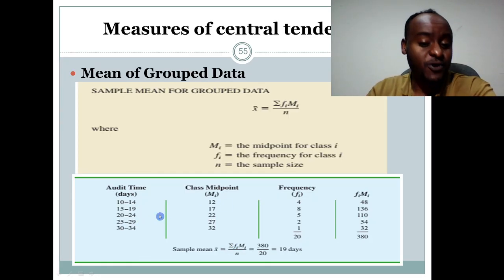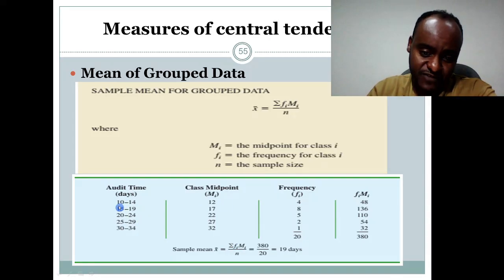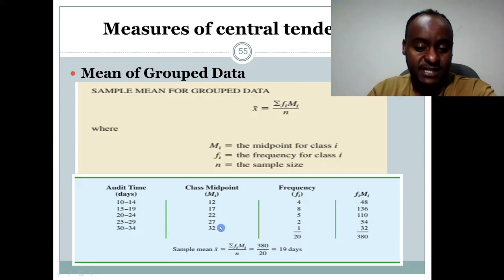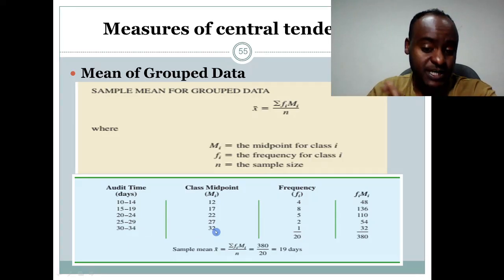And then the midpoint for each interval is also very simple. It is the summation of what? 10 plus 14 divided by 2. Add these two, divide by 2. 15 plus 19 is 34, divided by 2 is 17. 20 plus 24 is 44, divided by 2 is 22. 25 plus 29 is 54, divided by 2 is 27. 30 plus 34 is 64, divided by 2, it is 32.